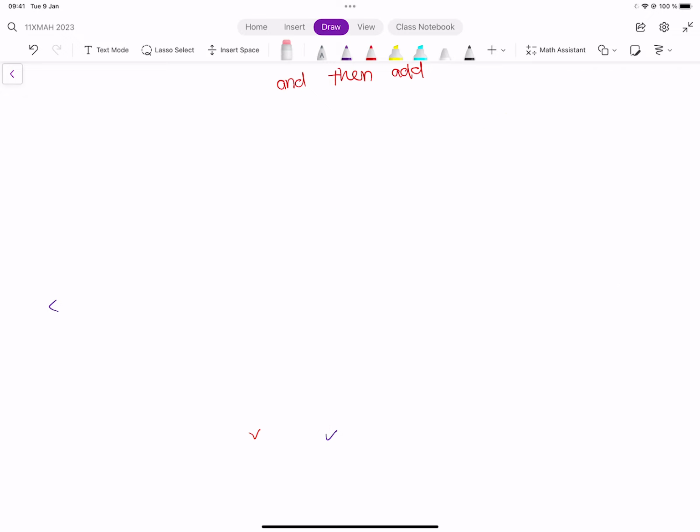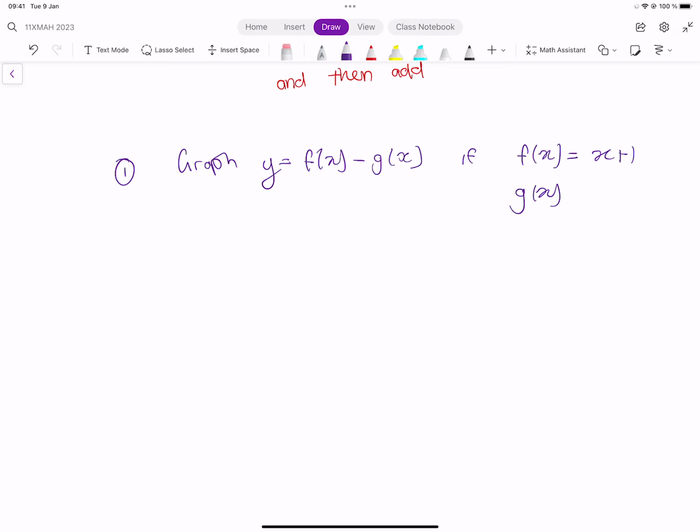Let's do an example. Just do this somewhere in the booklet or in your page, because it's a good skill to have. So, question number 1, we're going to graph y is equal to f of x minus g of x if f of x equals x plus 1 and g of x equals x squared.